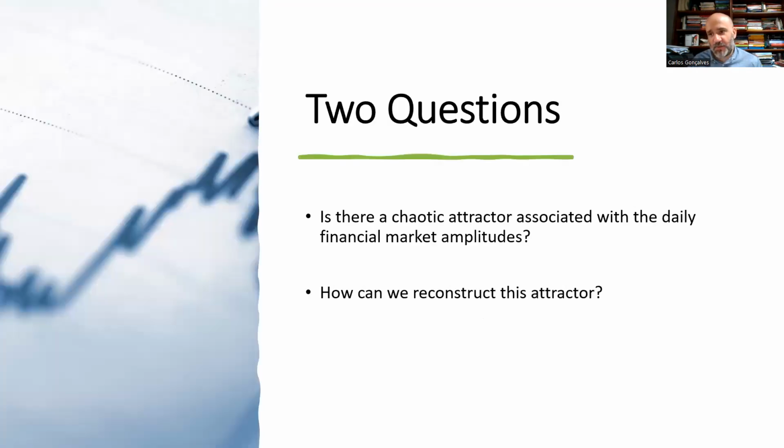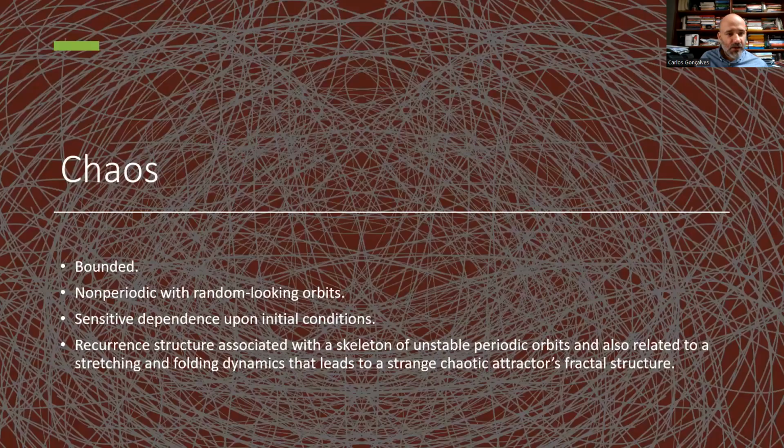So there are two questions that need to be placed here. Is there a chaotic attractor associated with the daily financial market amplitude? You know that there are very consistent, very clear markers of self-organized criticality in the daily trading amplitudes. So the point is, is this self-organized criticality induced by chaos? And that was our major question for this article. So is there a chaotic attractor associated with the daily financial market amplitudes? And if so, how can we reconstruct this attractor and find its major properties and the link between these properties and the self-organized criticality properties? So here we have to look more closely at chaos.